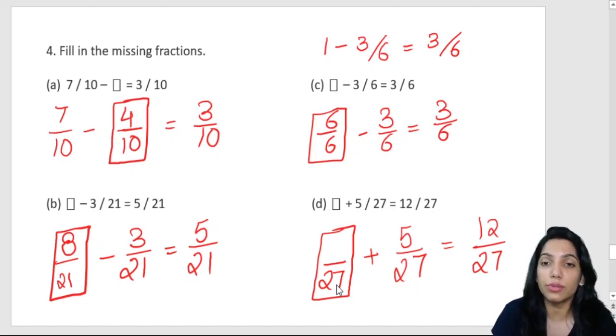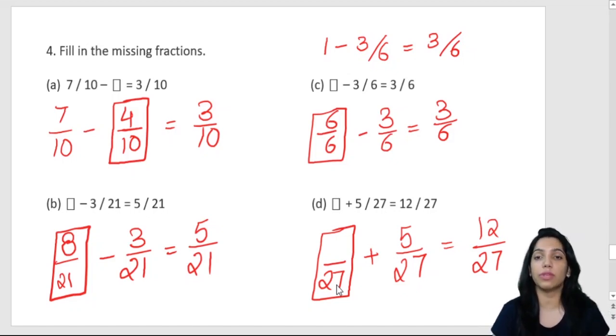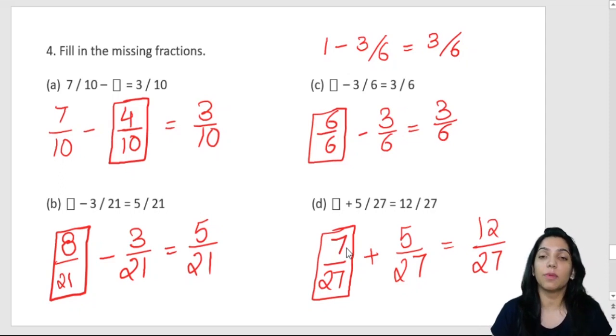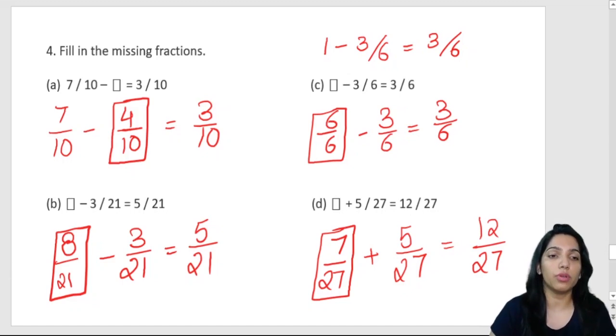Now how will you do something added to 5 to get 12? For this you need to do 12 take away 5. You will take away 5 from 12 to get your answer. So it will be 7, right? Because 12 take away 5 is 7. So if you do 7 plus 5, it is 12. So either way, you can just shuffle the numbers to get your answer. Moving on to the next one.